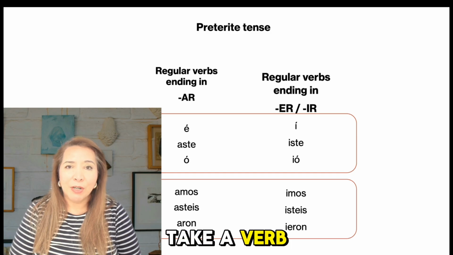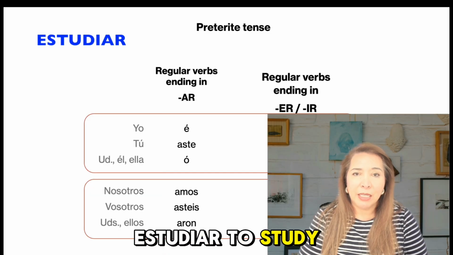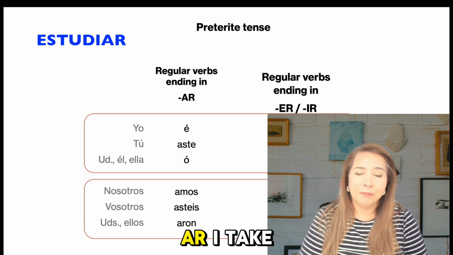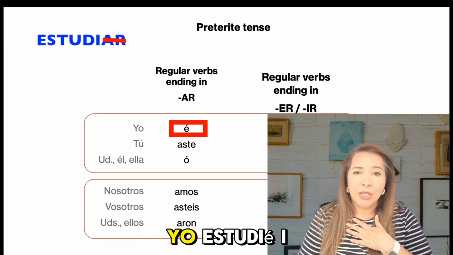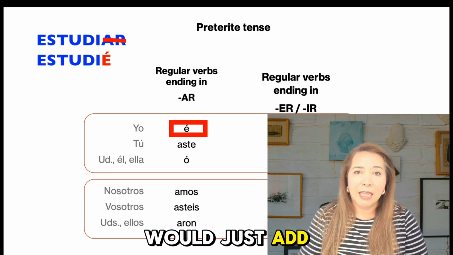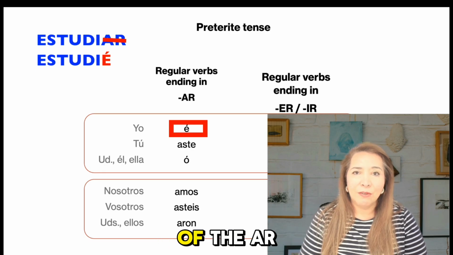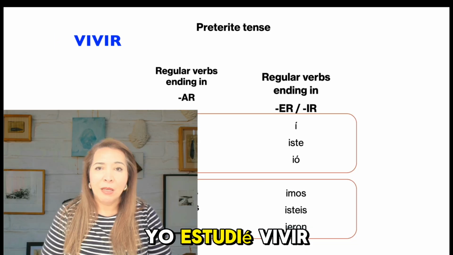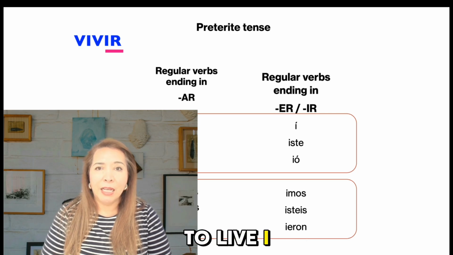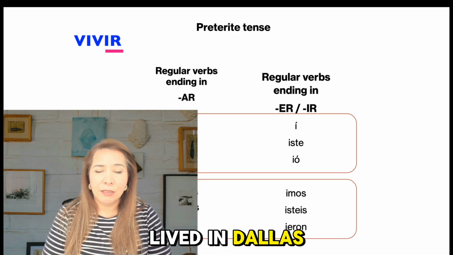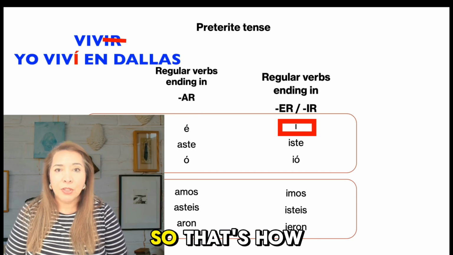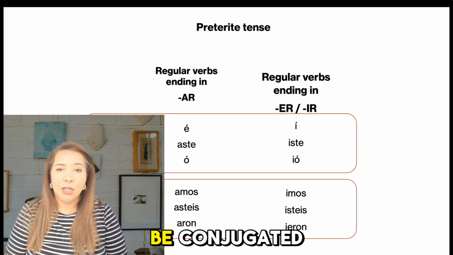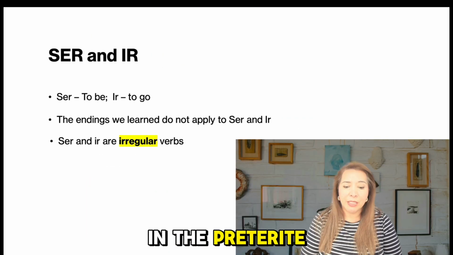So for example, take a verb, estudiar, to study. Estudiar ends in ar. I take out that ar, and if I wanted to say I studied, yo estudié, I would just add that e instead of the ar. Yo estudié. Vivir, to live. I lived in Dallas, for example. Yo viví en Dallas. So that's how regular verbs would be conjugated in the preterite tense.